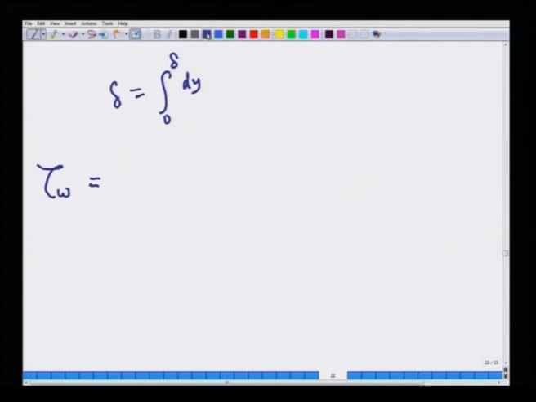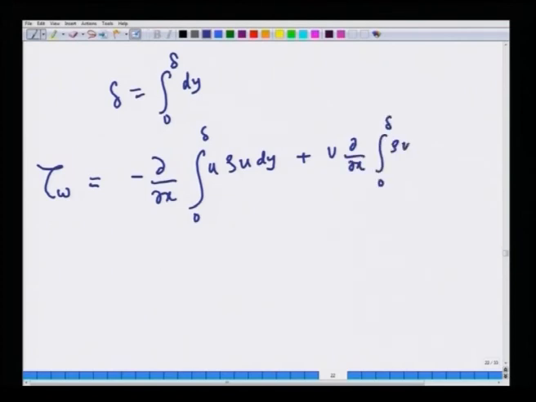on a boundary layer flow. Okay. So, minus d/dx of the integral from 0 to delta of u rho u dy, this we already had, plus U d/dx of the integral from 0 to delta of rho small u dy, okay, plus you had the pressure.